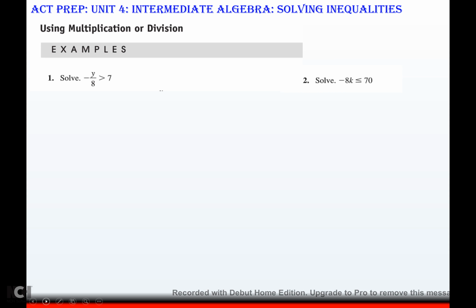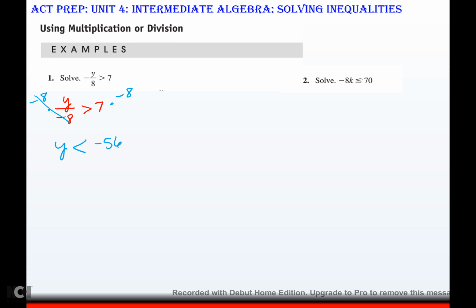All right, on this one, again, we have that negative in the middle. I'm going to put it on the bottom because I know I've got to get rid of that division anyway. So I'm going to multiply by -8. Multiplying by a negative on both sides will flip it, and 7 times -8 is -56.